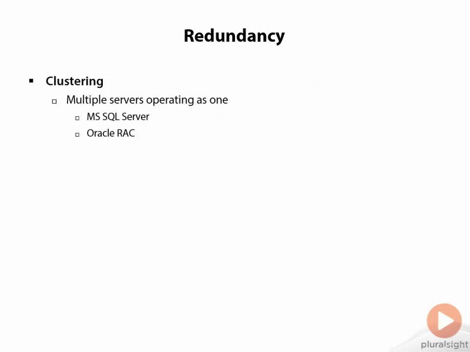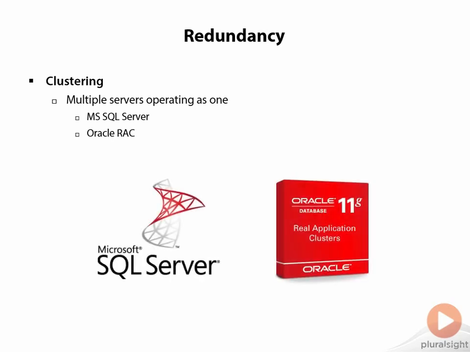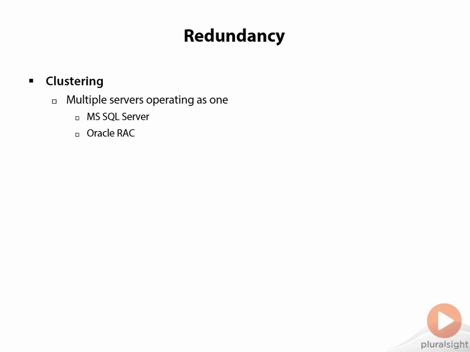So redundancy comes down to a couple of things. We have clustering. With clustering, we have multiple servers that operate as one, in concert. MS SQL Server and Oracle RAC are a few examples of database infrastructure that can operate in a clustered environment. So you have multiple servers that act as one, which allows for some additional scaling and some load balancing.